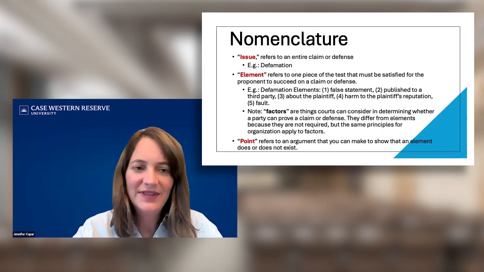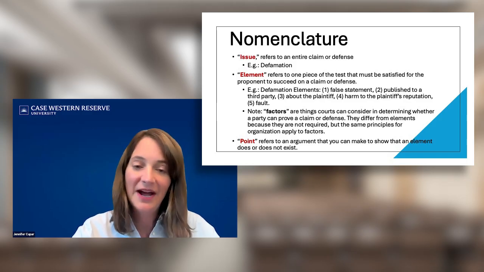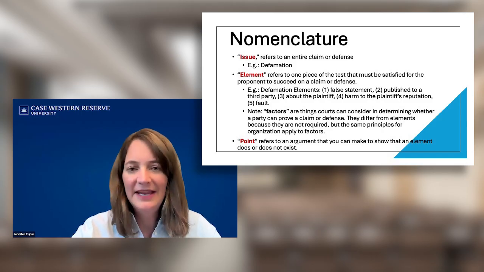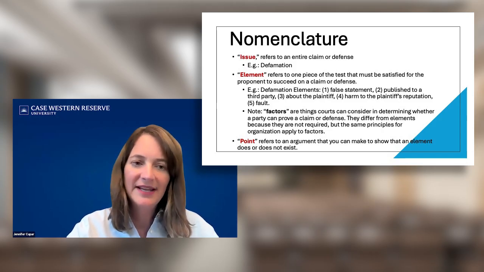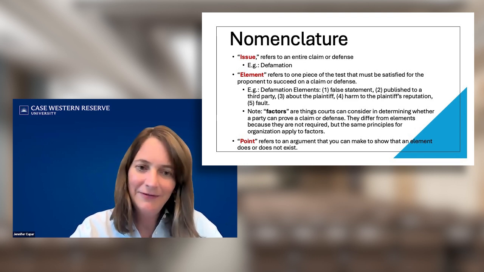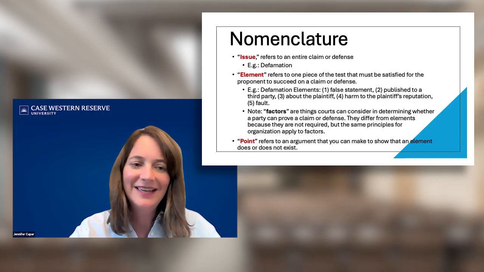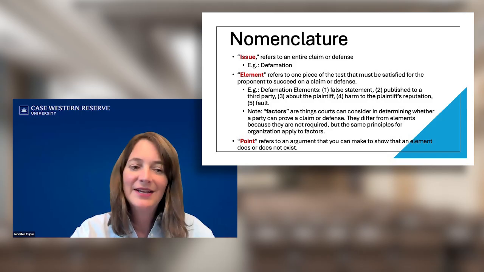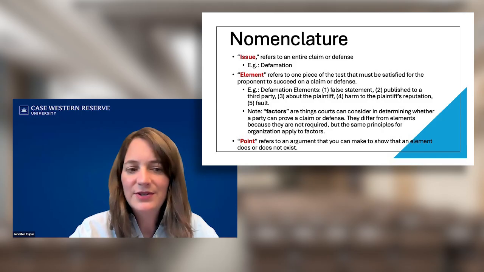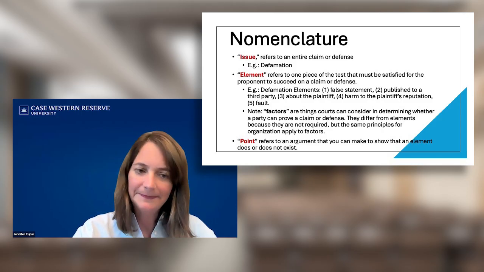Before we go into the tips, I want to talk about a few words that I'll be using today just to make sure we're all on the same page about how I'm using these words. So when I refer to the word issue, I'm talking about an entire claim or defense that a party might have brought. So for example, defamation is a claim. When I say element, I'm referring to one part of the test that the proponent of that claim must satisfy in order to succeed on the claim or defense. So if you go back to defamation, it has 5 elements: a false statement published to a third party about the plaintiff, harm to the plaintiff's reputation, and fault.